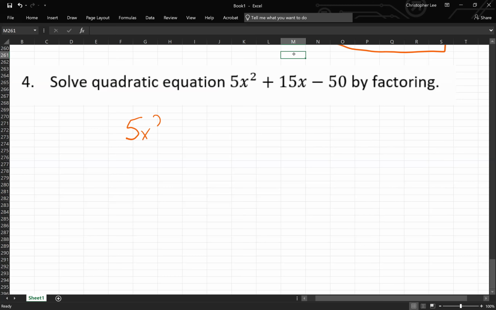I got 5x squared plus 15x minus 50. What should I do first? Greatest common factor. Very good, right? Factoring out 5. So remember, it's like you're dividing by 5. What's left over?